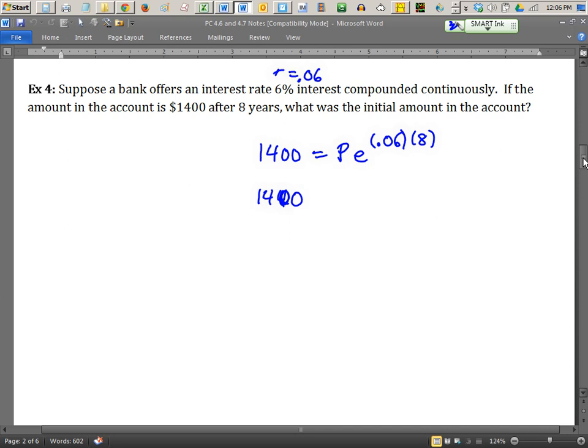So here you can see that it's P that's the variable, the amount we put in the first place. So this gives you 1,400 equals, and then I don't know what e to the 0.06 times 8 is, but I could ask my calculator. It's 1.616 yada yada, and I'm just going to do 1,400 divided by answer.